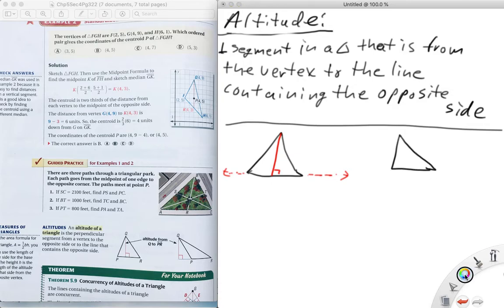And what's neat about right triangles is that the altitude is one of the sides. So look at that guy. And here's the line containing the opposite side here. There you go. And then you have an obtuse triangle.